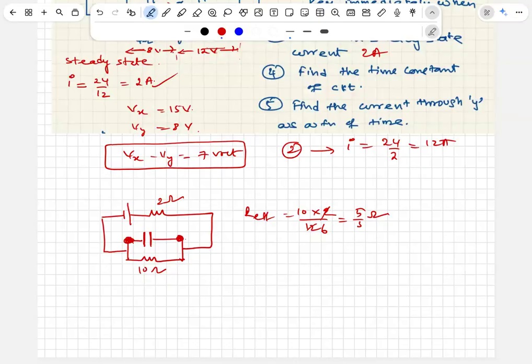Capacitor or resistance? Capacitance, C effective, is 1 microfarad. Right. So therefore, the time constant is 5 by 3 microseconds. Any doubt?